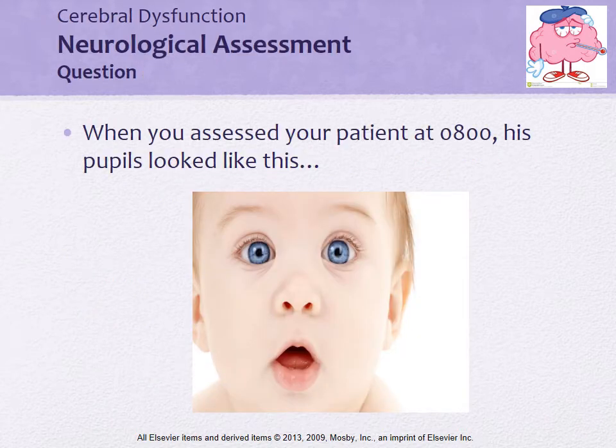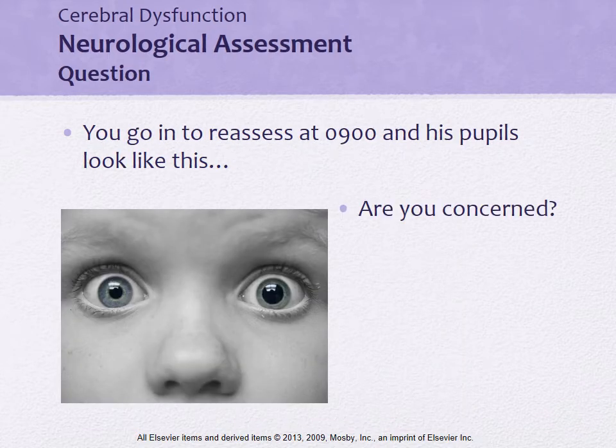Okay, so just a quick question. Neurological assessment. When you assessed your patient at 0800, his pupils looked like this. You go in to reassess at 0900 and his pupils look like this. Are you concerned? And hopefully you would say, oh my gosh, yes, I would be getting help immediately. They can be acting actually semi-normal with this and still have this dilated pupil, reactive pupil, non-reactive. But if you see this, this is a problem.